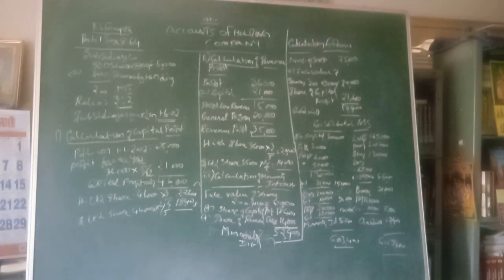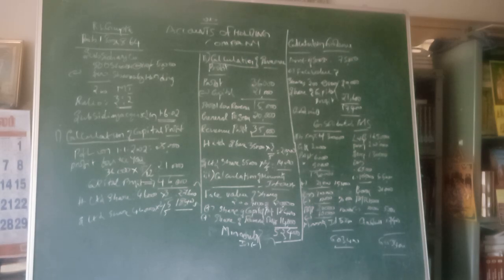Number 2, the second important calculation is the revenue profit. What is revenue profit? The profit earned by the subsidiary company after it is acquired by the holding company. What is the total profit given? 36,000. Of that, the pre-acquisition portion is 21,000, before acquisition by the holding company. The balance, 15,000, is the revenue profit, that is, the post-acquisition period.